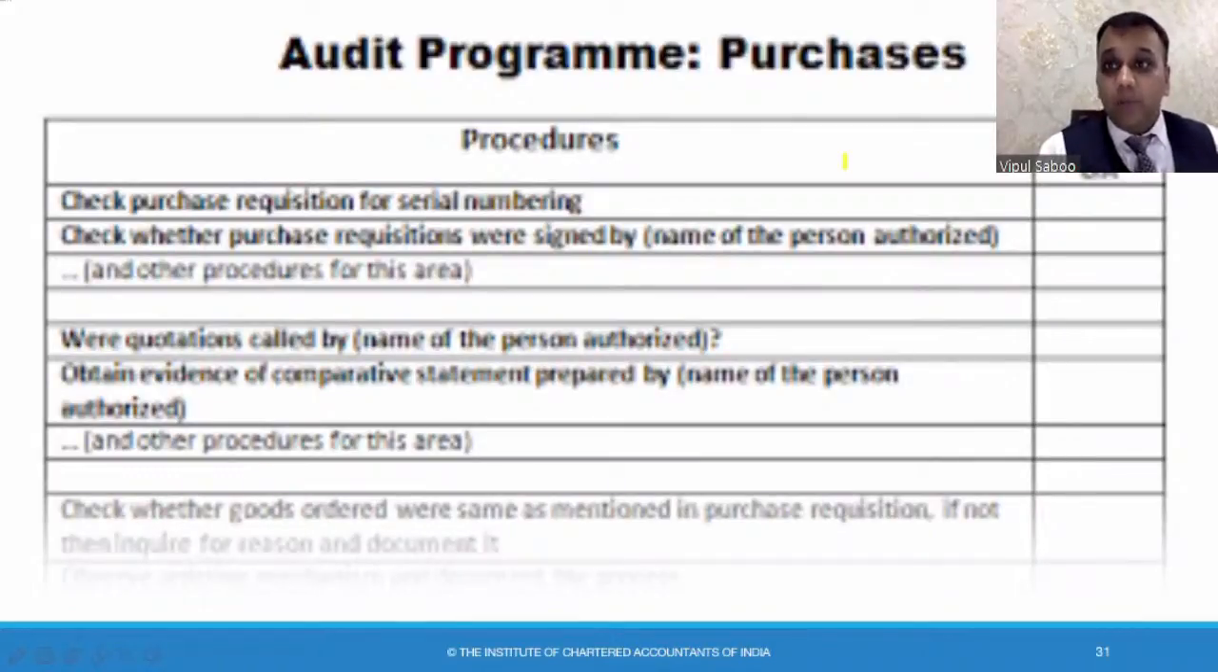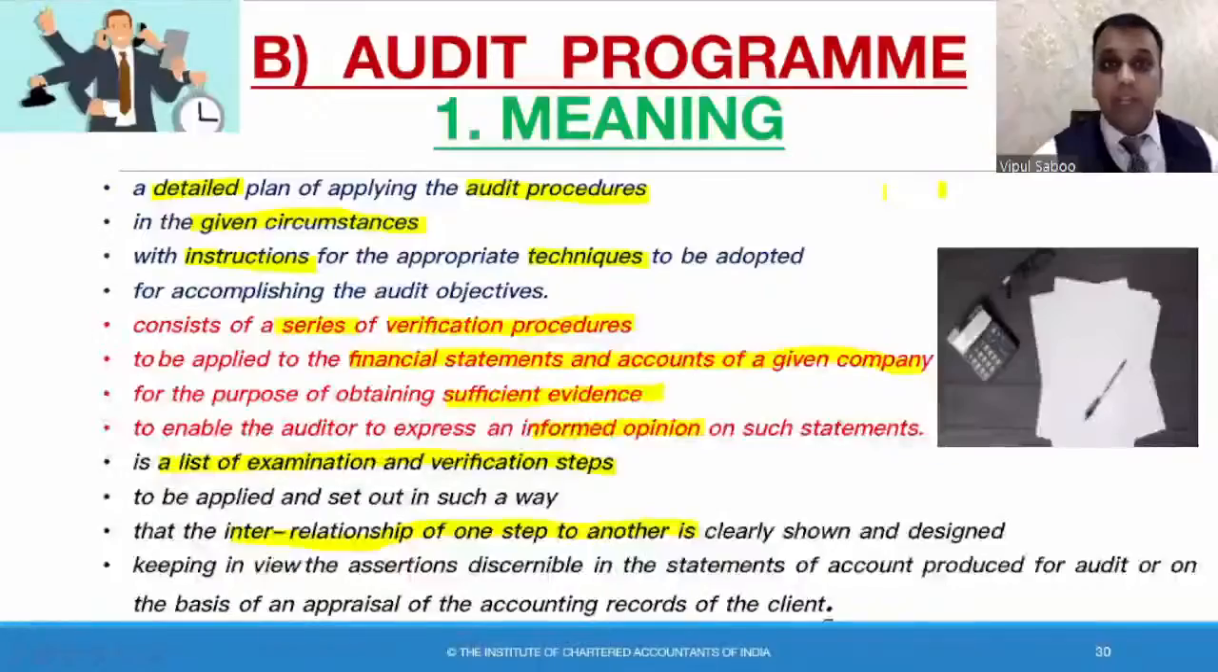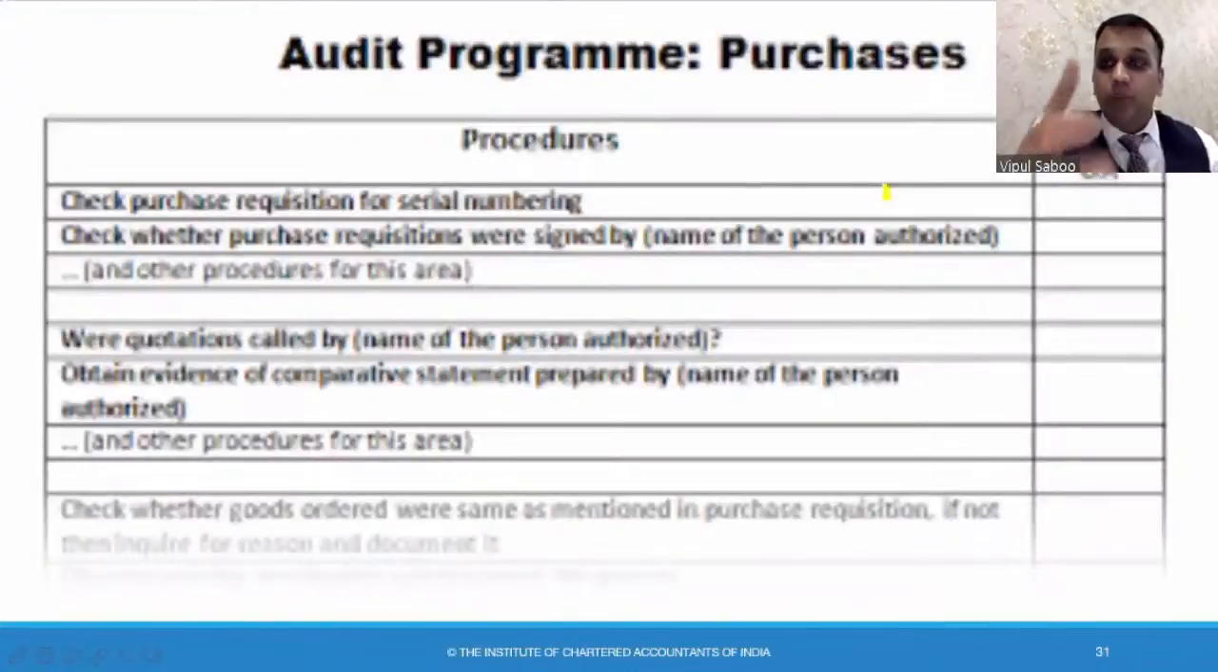So what are the procedures and what do I have written in the checklist? In the right column, we have the checklist. In the left column, we have the audit procedures. Remember, what is an audit program? Audit program is a detailed plan of applying the audit procedures. So here you go, the procedures. It is an example for you where I have given you this program to audit the purchases of the client.